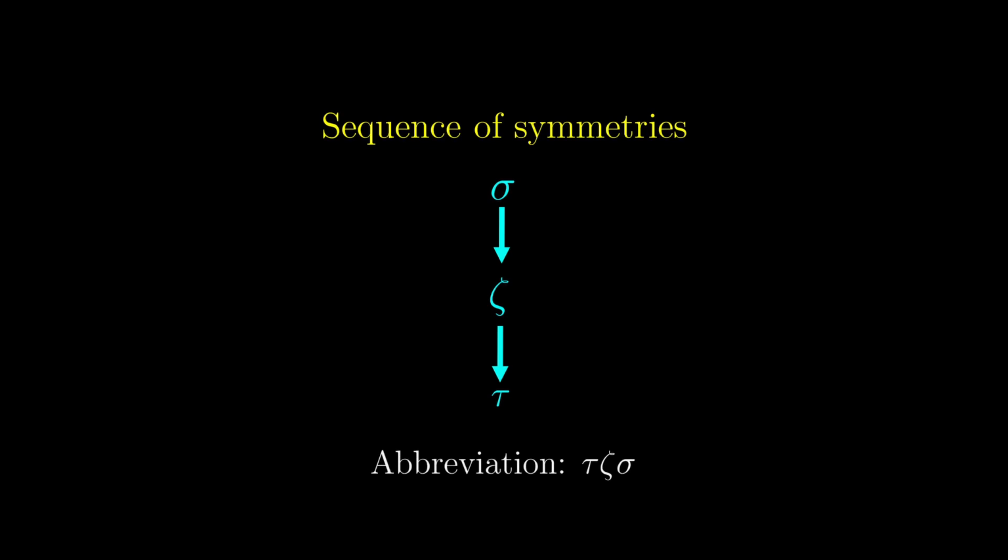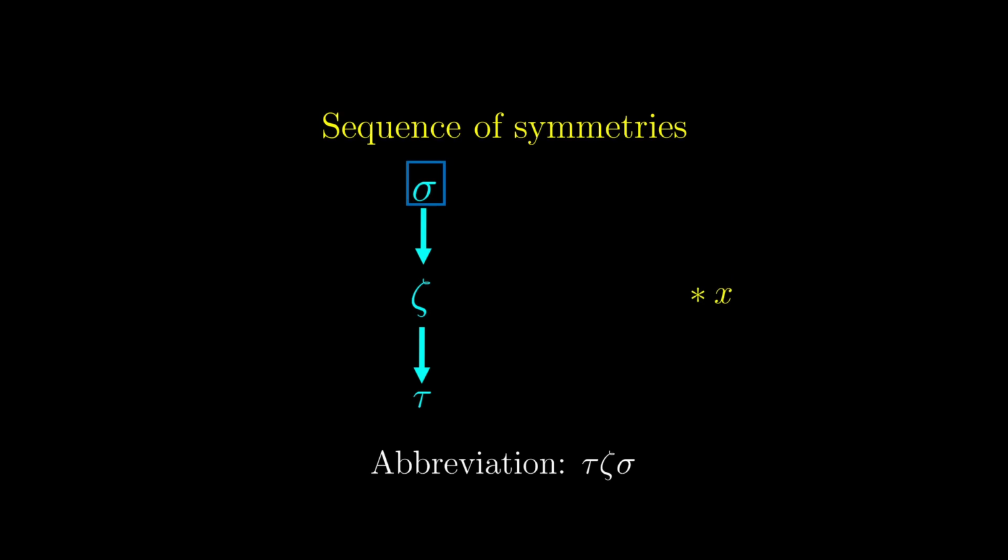In the last 3 videos, if we want to denote a sequence of symmetries done, we would draw a little flow chart. But this is a little space consuming, so we would abbreviate as tau, zeta, sigma. It might be a bit strange that we read off the sequence of symmetries from right to left, but when we think about how the symmetries act on X, it makes sense to abbreviate this sequence this way.